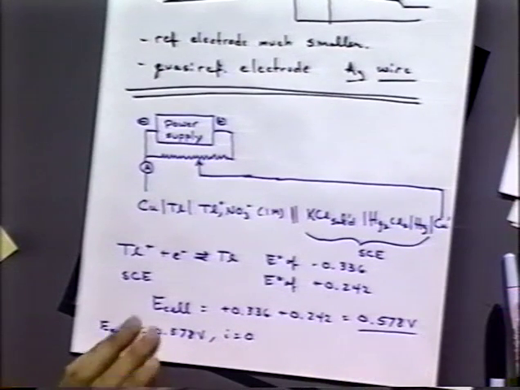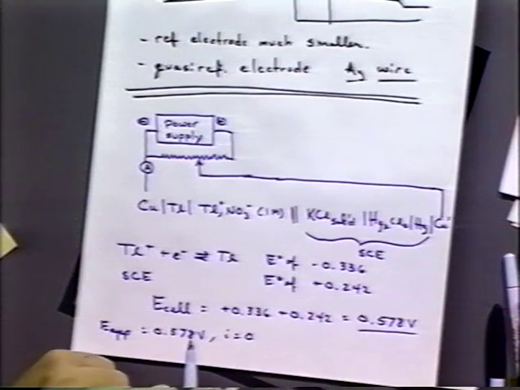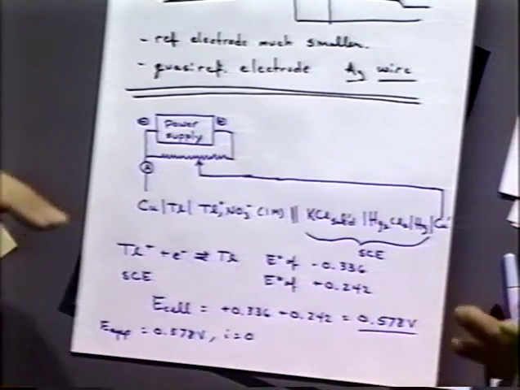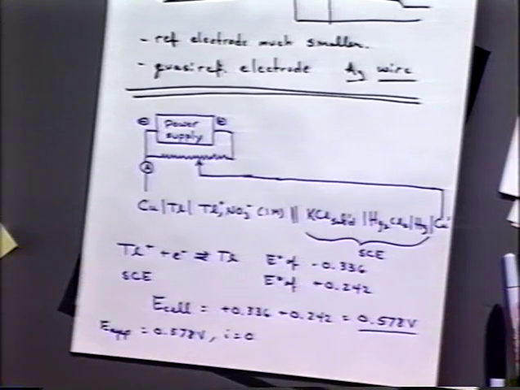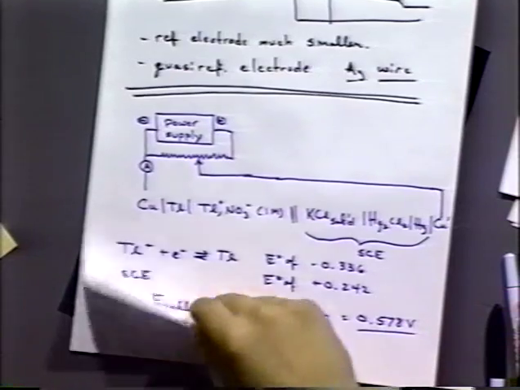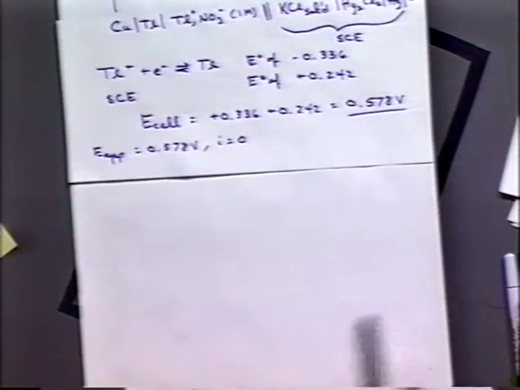Everybody see that? If we make the potential of our cell by external means equal to zero, there is no driving force for that reaction, and so that reaction will not occur. Current must be zero. Okay, I want to keep that up there a little bit.